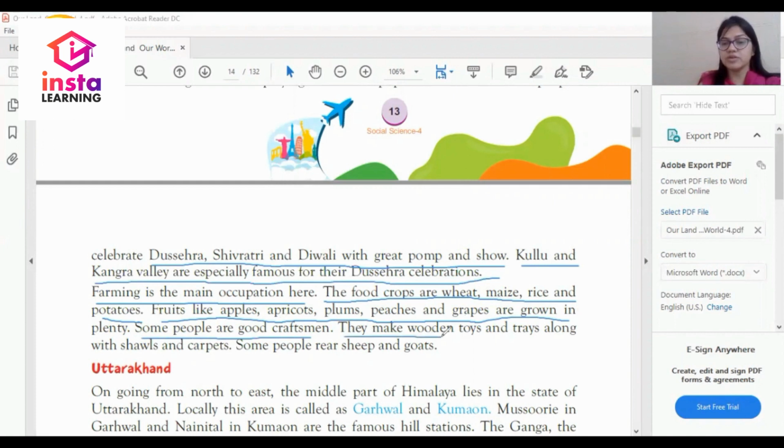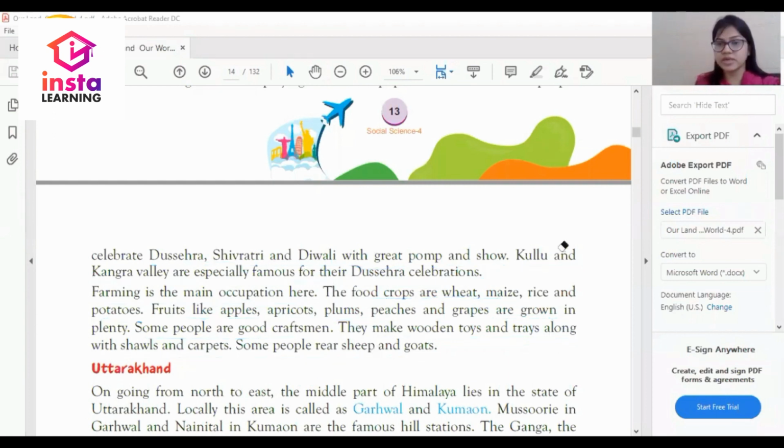They make wooden toys and trays along with shawls and carpets. Some people rear sheep and goats too. So this is all about Himachal Pradesh.